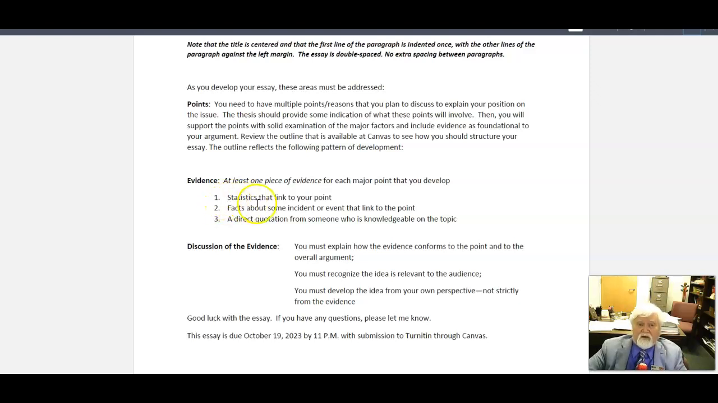Rather, evidence will be statistics that link to the point, facts that link to the point, direct quotation from someone who is knowledgeable and what is called an expert in the field.